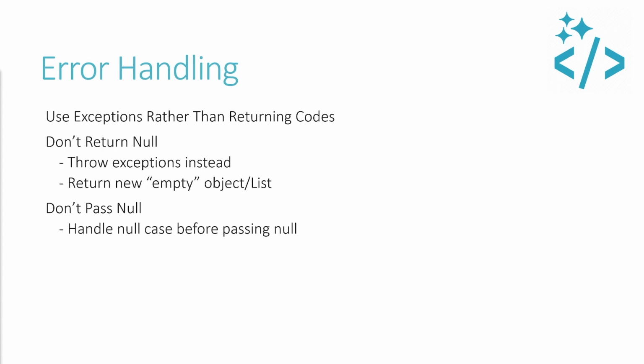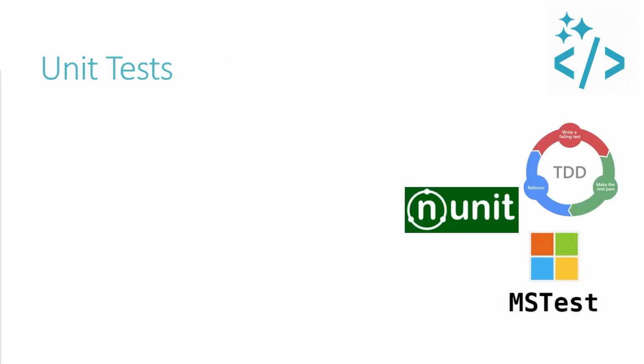Good. And we also should not pass null as arguments to functions, because then we have to do this checking in the method itself. But instead, if we do this checking before, then we are able to handle this case and have clearer code.